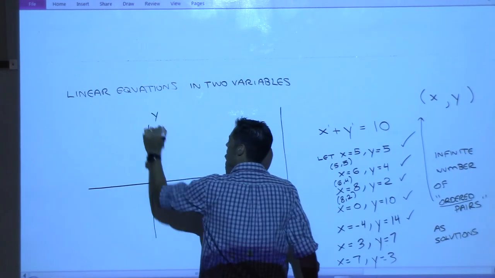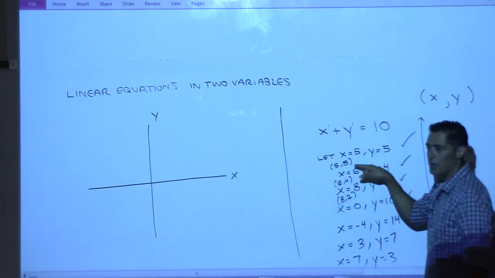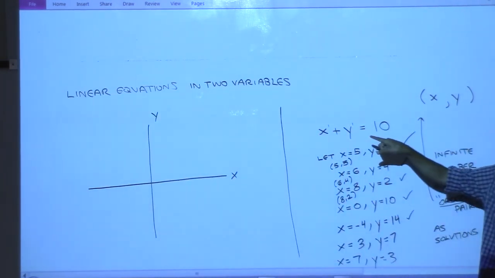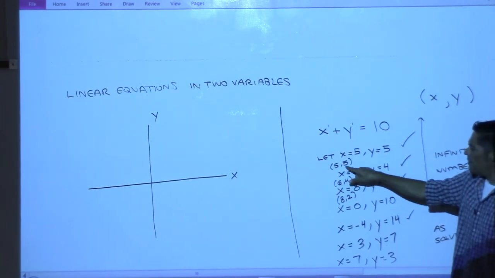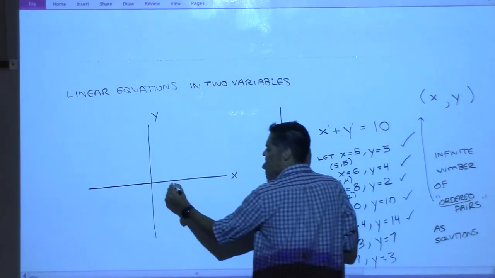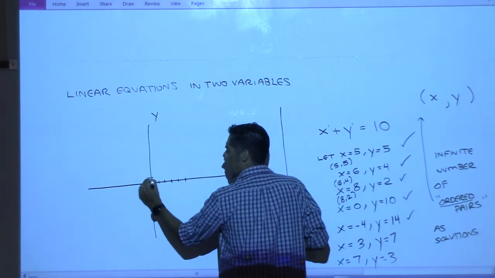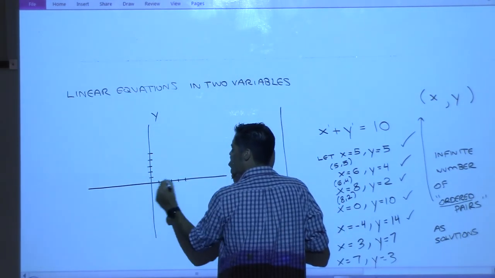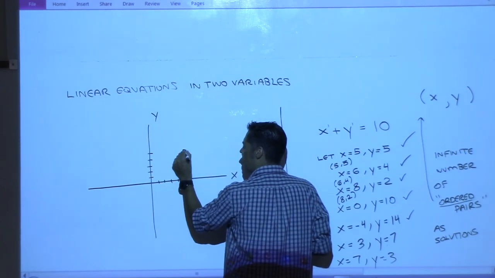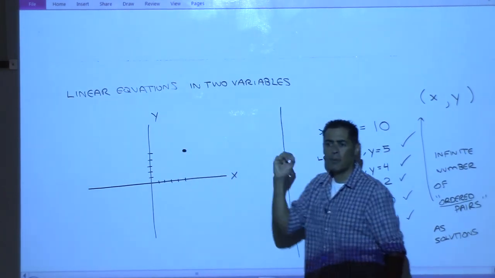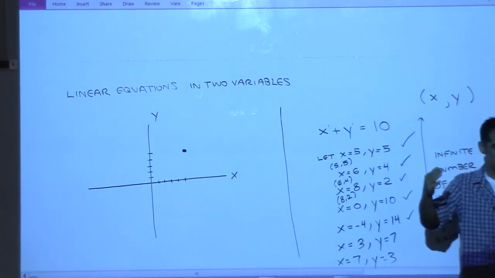X and y, and then what we do is we start plotting these pairs on our axes. So if I do the pair 5, 5, that means I'm going to go to the right 5. That's my x, right? And then my y, I'm going to go 1, 2, 3, 4, 5. So 5 over, 5 up, and I put a dot. That dot represents that answer visually, right?